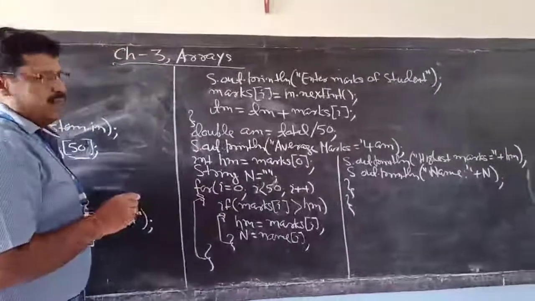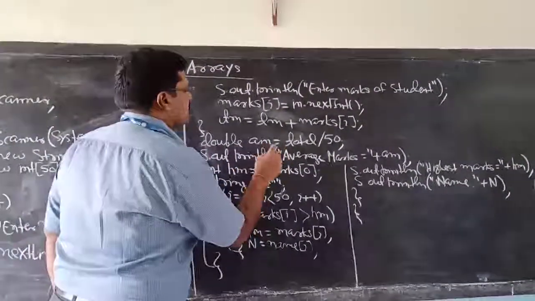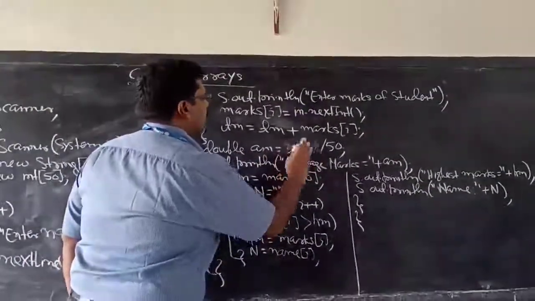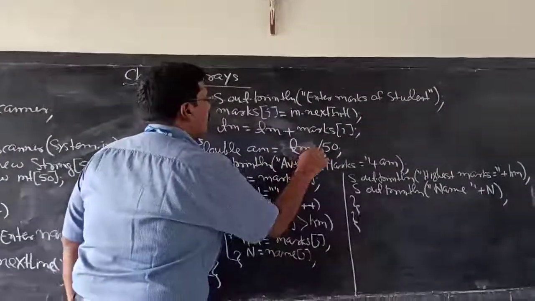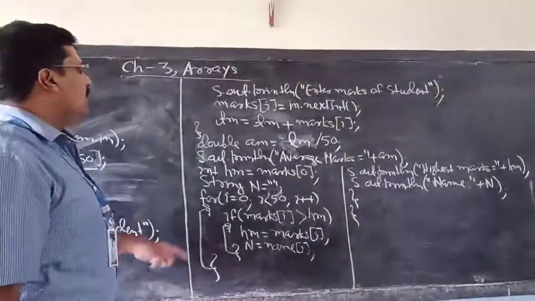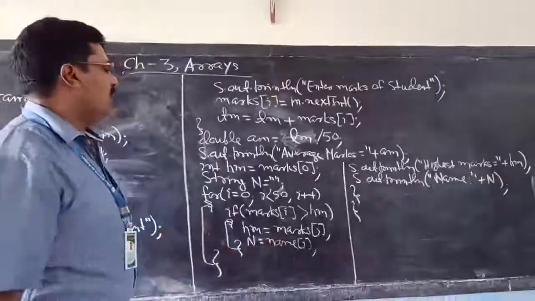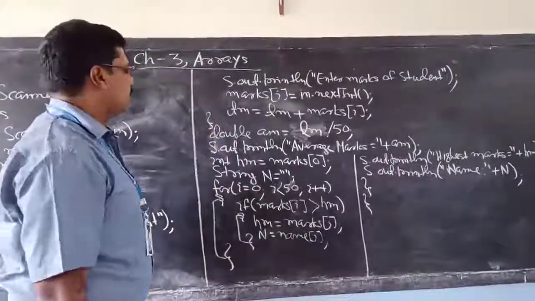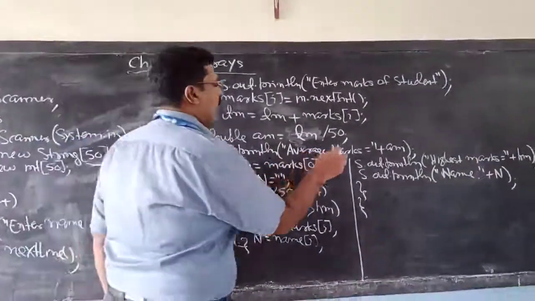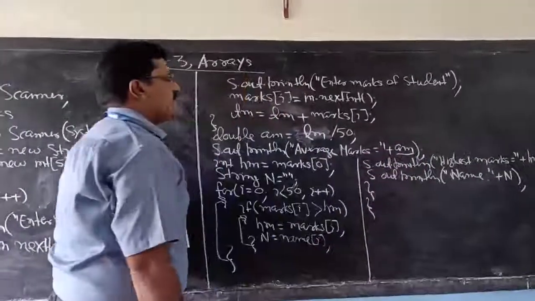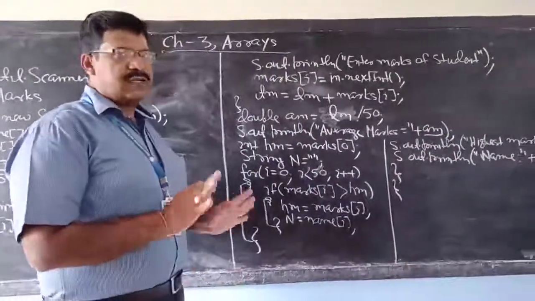Now calculate the average marks. So double am, average marks, equal to tm, total marks, by 50. Total marks by 50, so we have calculated the average marks. Now System.out.println average marks equal to am. The average marks is printed. So the first part we have done.